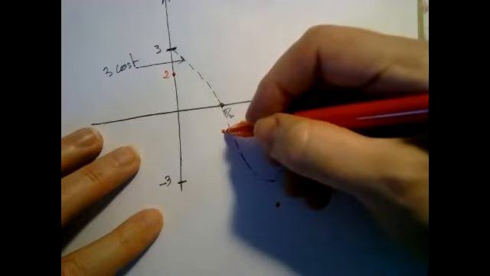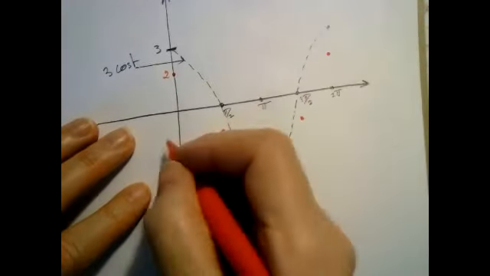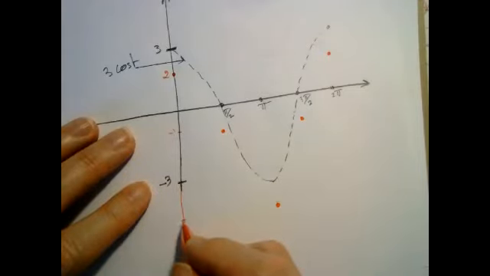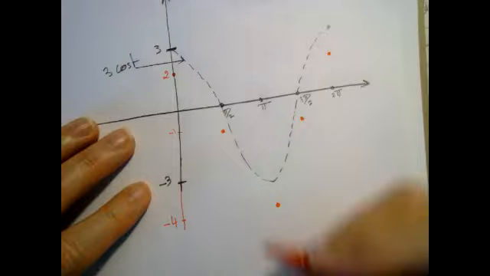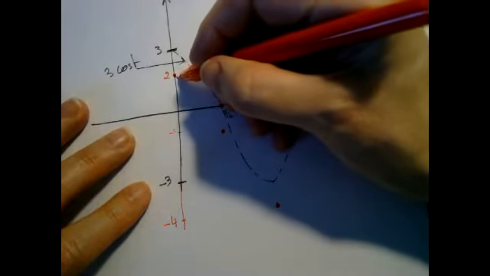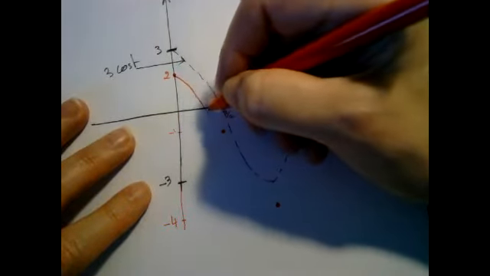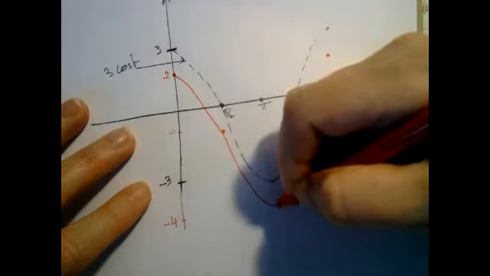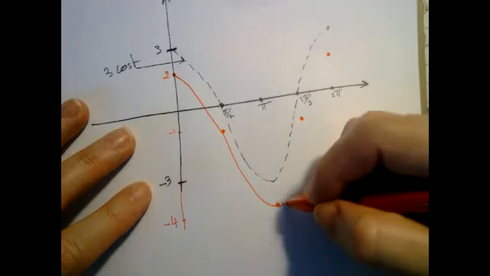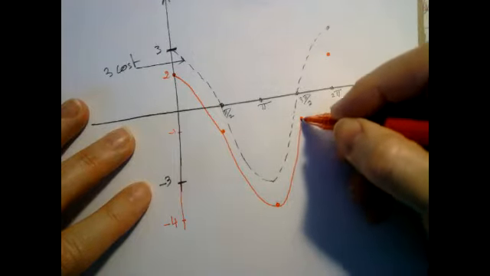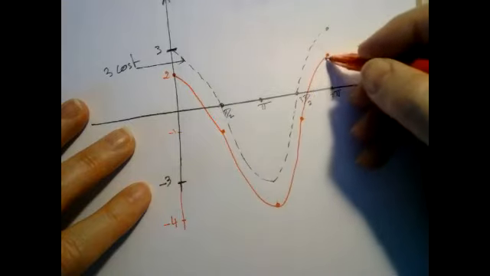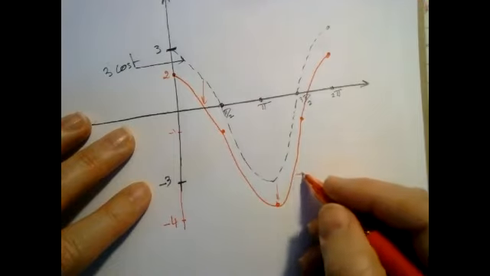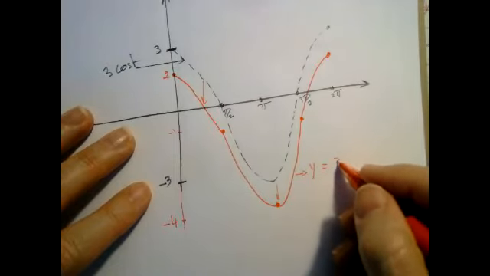So at pi over 2, my new function is going to be -1 here. And the -3 will be shifted down to -4. And now this is going to be my graph. So we're going to shift everything down by 1. Again, everything is shifted. And that's really my graph. Everything is going down by 1. And the red one is the one I am after.